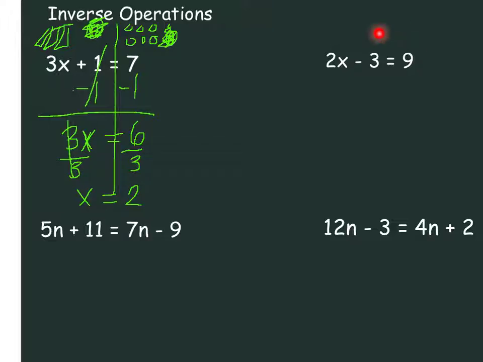Let's go over here to this one. Now I'm going to move the 3 over. I add 3 to both sides. Cancel out. We have 2x equals 12. Divide by 2 on both sides. X equals 6.